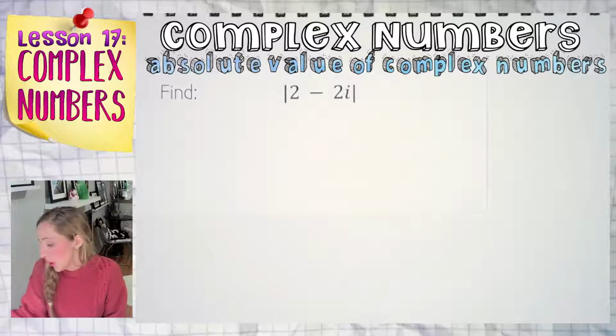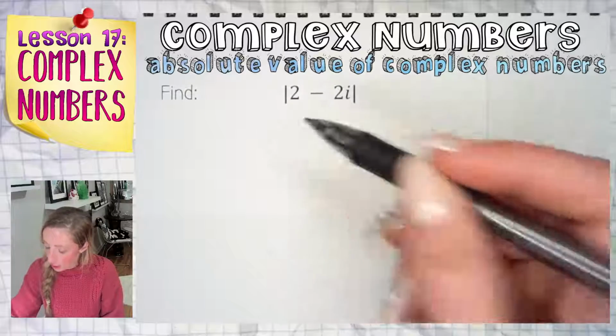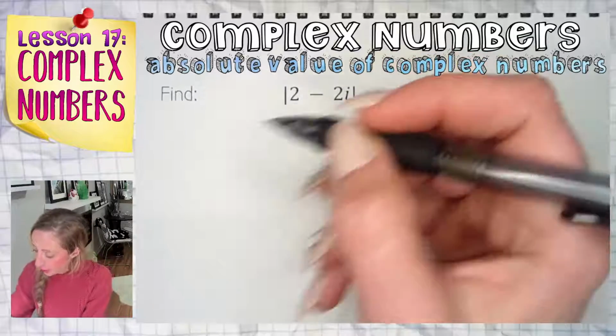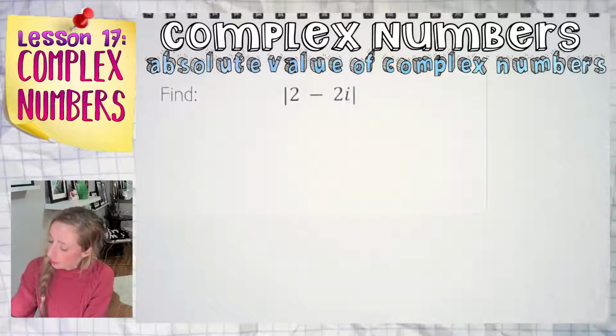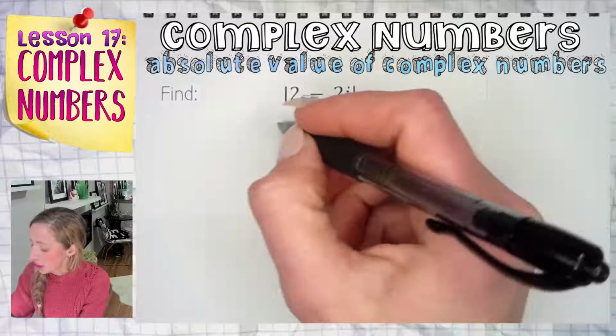In this example, we are looking at the complex number 2 minus 2i, and we're going to take the absolute value of that one. So to really get a good visual and for some practice for future triangle drawing in maybe late algebra 2 or pre-calculus, let's get into it.